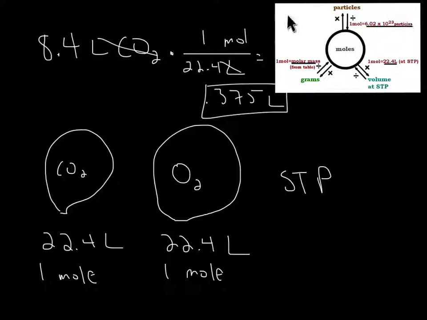So this chart can help you. I would still rather you set up the problems using factor label. However, if you get stuck, you can always look back to this, or you kind of remember that as a way to help you get from either particles to moles, grams to moles, or volume to moles.